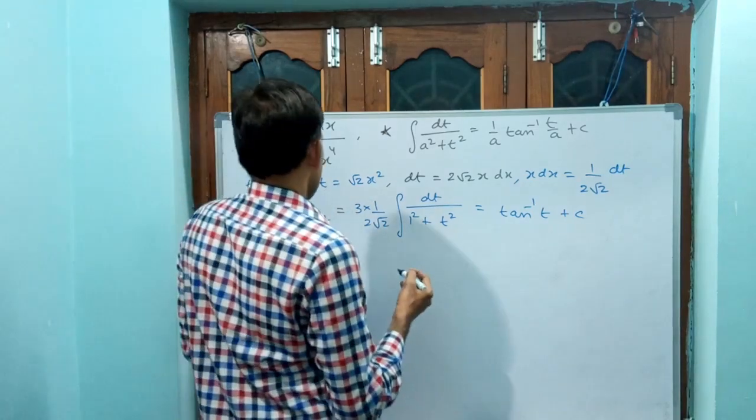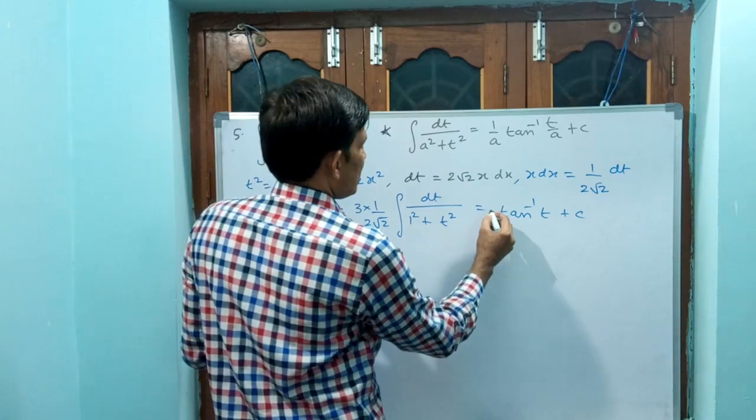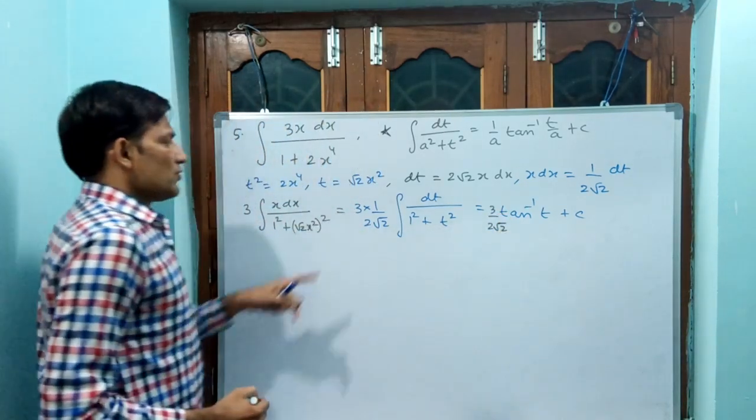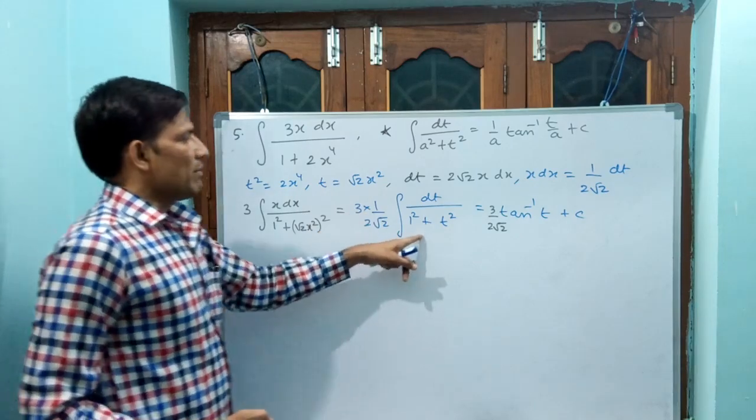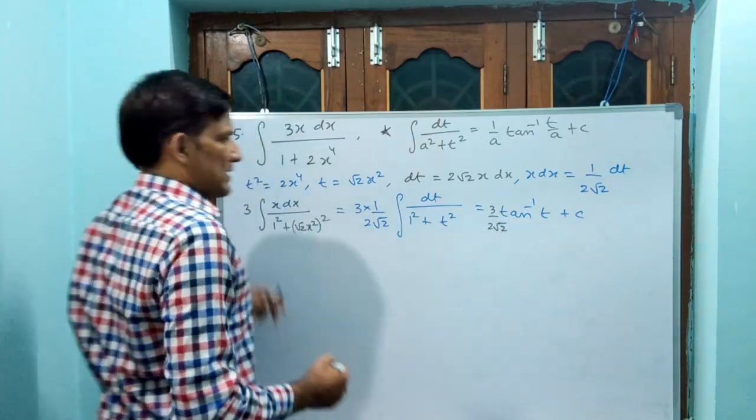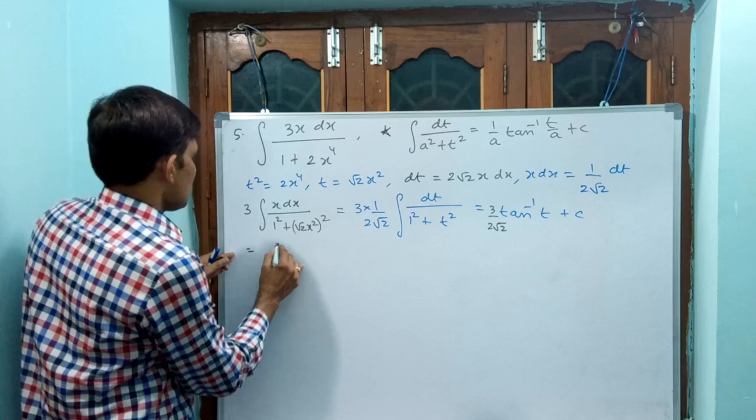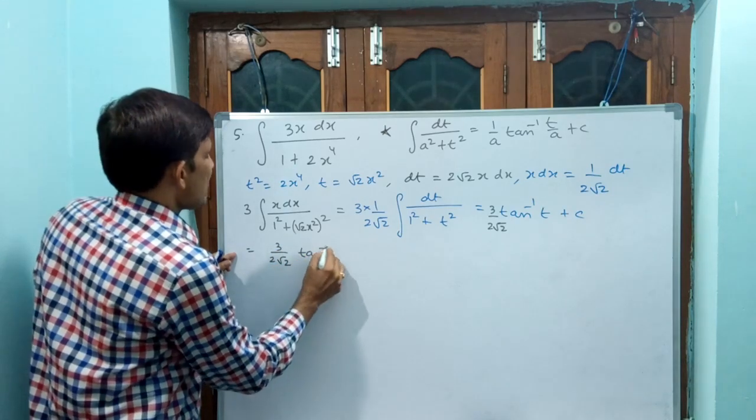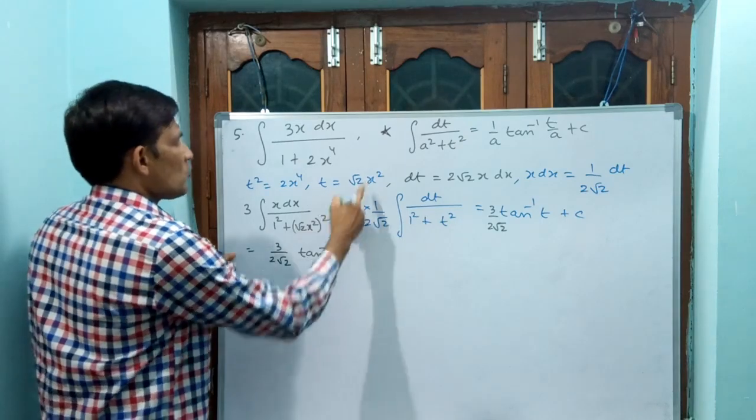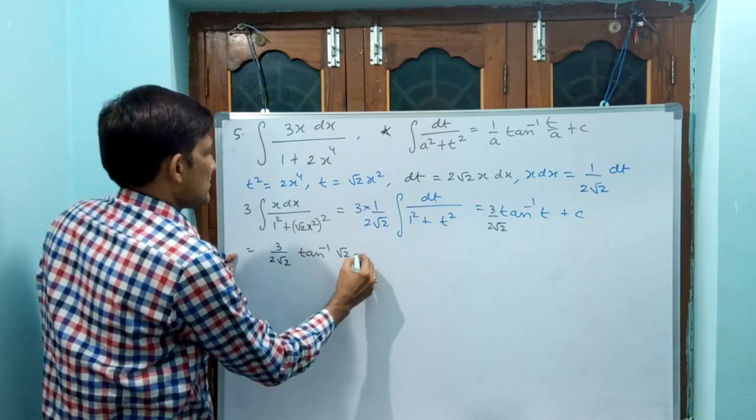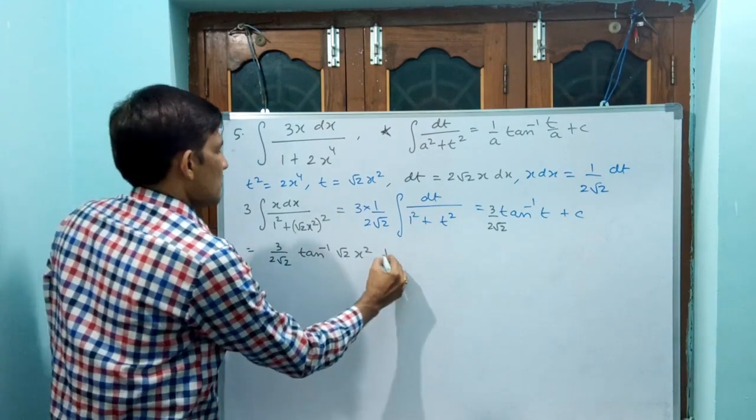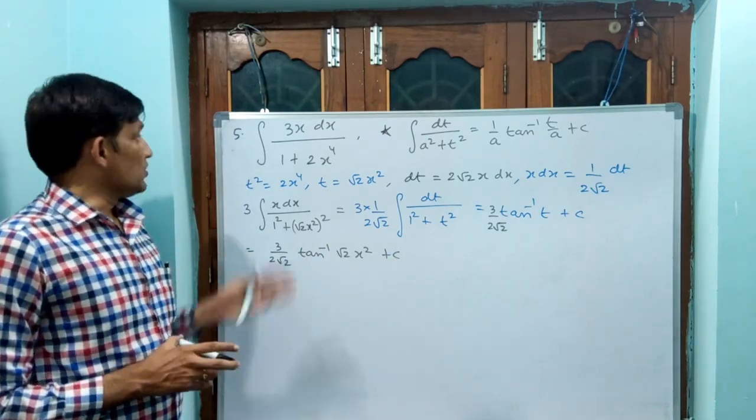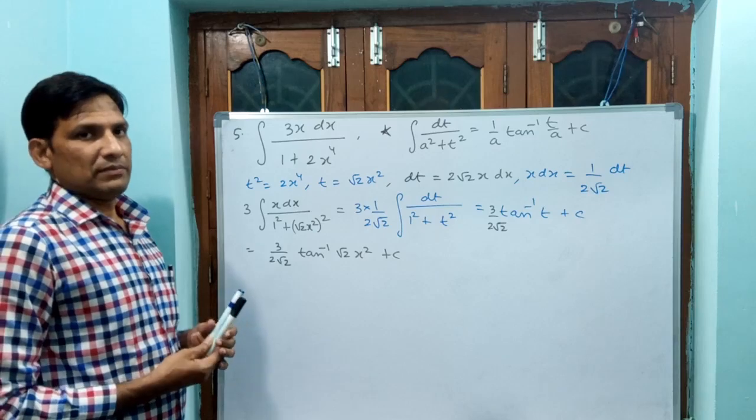Okay, you write down 3 by 2 root 2. 3 by 2 root 2 is already available, but this will come: tan inverse t plus c. Okay, write down again: that is equal to 3 by 2 root 2 tan inverse t, meaning how much? 2 root 2 x square, plus c. Okay, this will be your answer for your fifth question.